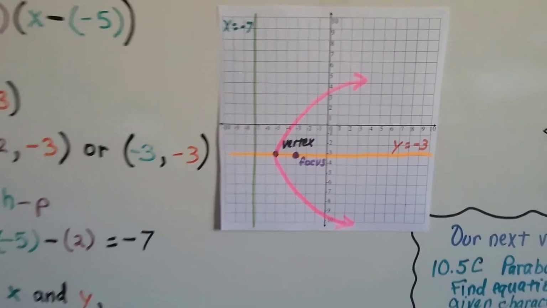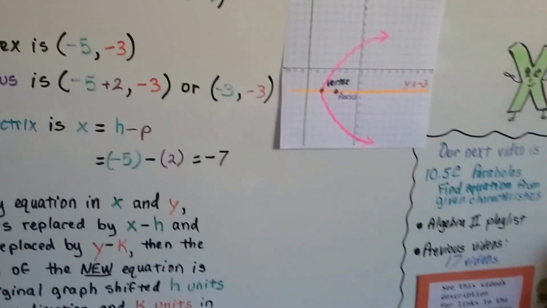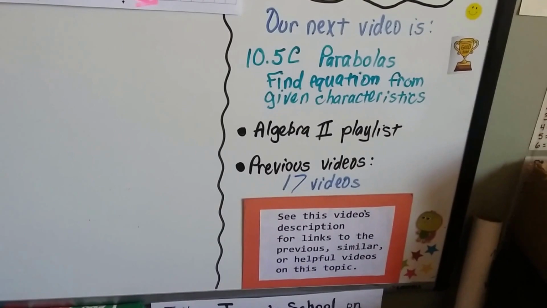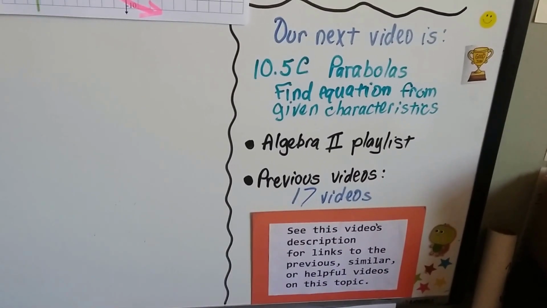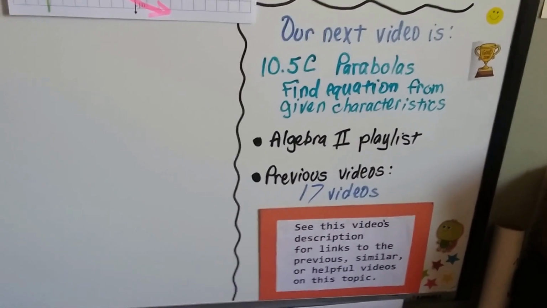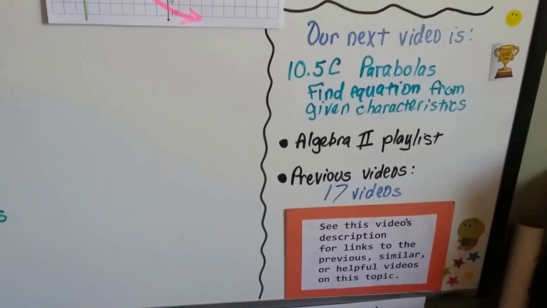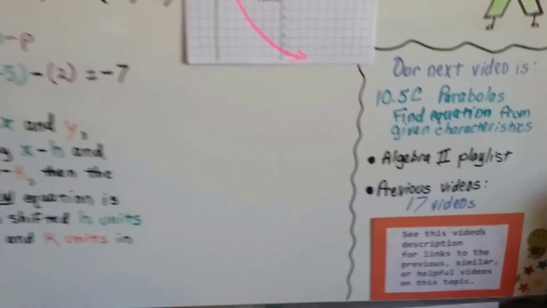Got shifted over. Okay? Our next video, 10.5c, we're going to talk about parabolas and how to find equations from given characteristics. I'm going to add this to the Algebra II playlist. There'll be links to those previous 17 videos in the description, so you can just click on them.